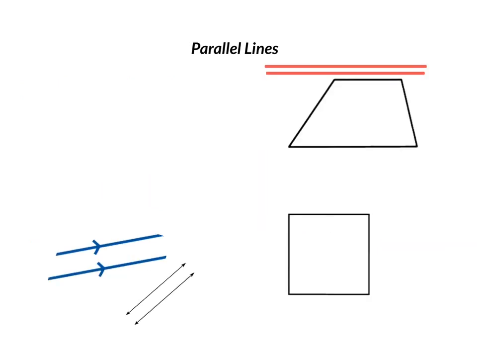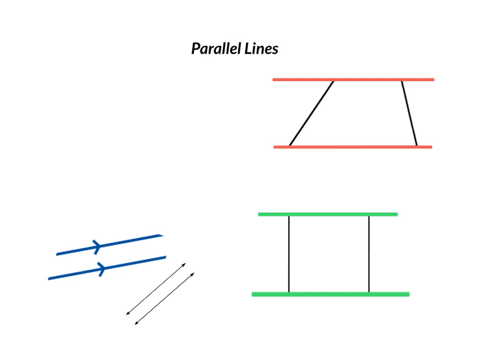If we look at our trapezium, we can see that it has one pair of parallel lines. I'll move my red lines to show the lines that are parallel on the trapezium. If we look at our square, we can see two pairs of parallel lines. One pair that I'll show in green, and now another pair that I'll show in blue. A square has two pairs of parallel lines.